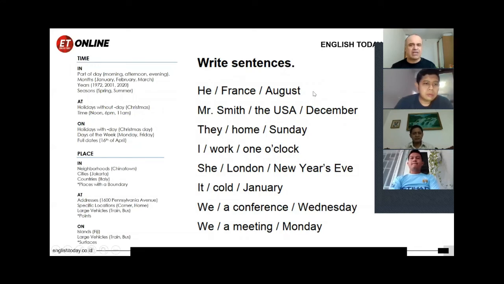Okay. But now it gets crazy. They, home, Sunday. They were at home. When? Not in Sunday. Not in days of the week. On. So they were at home on Sunday. Very nice. Specific location, day of the week.